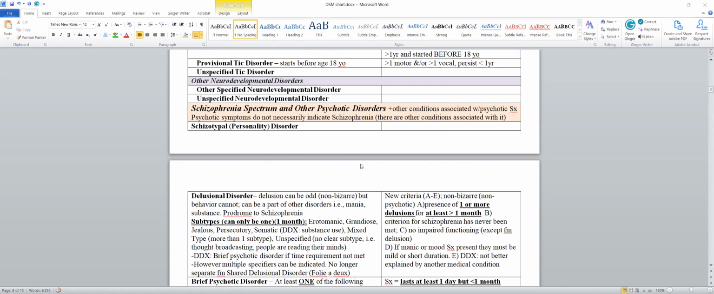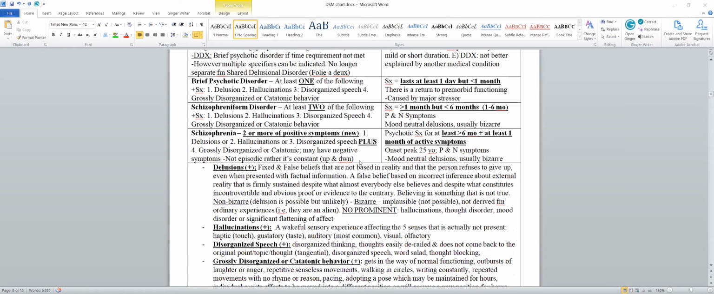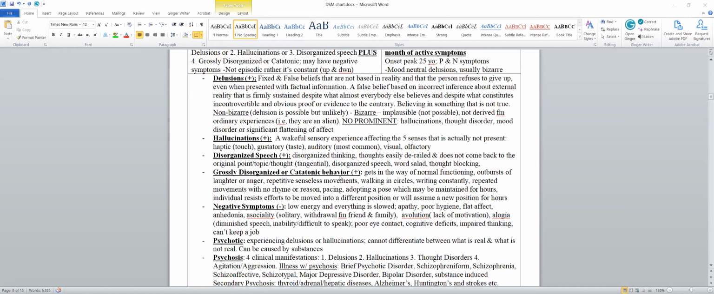The next main category is schizophrenia spectrum and other psychotic disorders and other conditions associated with psychotic symptoms. Psychotic symptoms do not necessarily indicate schizophrenia. There are other conditions associated with it. So before we jump into the different subcategories, I'm going to go over some definitions, which are important.